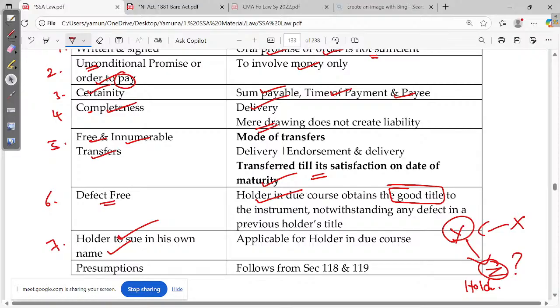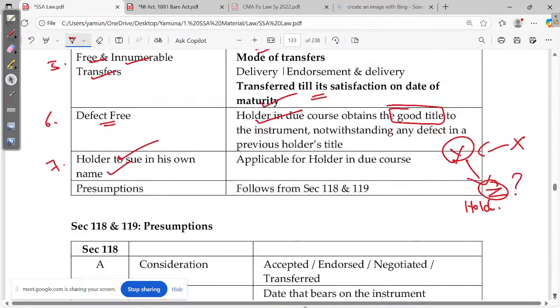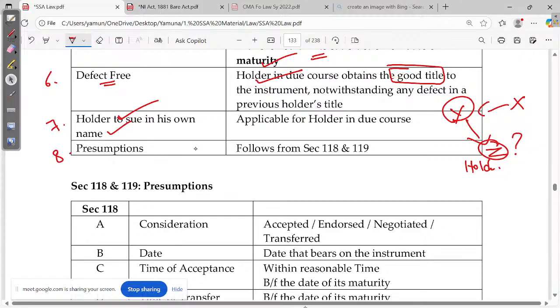Okay. Apart from the 7 points, if any instruments hold these presumptions mentioned in section 118 and 119, please make a note of section numbers 118 and 119. What do you mean by presumptions? As per law, it is true. You need not check for the validity. That's what I call a presumption. Okay. So if these presumptions are followed, then it is a negotiable instrument.